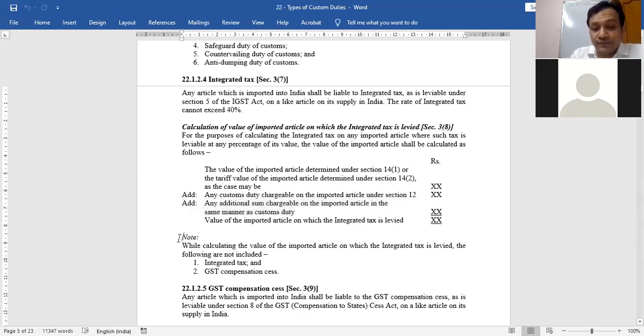But what you should note, while calculating the value of imported article on which the integrated tax is levied, the following two are not included. Otherwise, except these two, add every duty and then charge IGST. Don't include integrated tax because we are computing that itself, and don't include GST compensation cess. Ignoring these two, whatever is the total value, that value is the value on which integrated tax is levied. So in my example, can you tell me what is the value on which I will charge IGST?